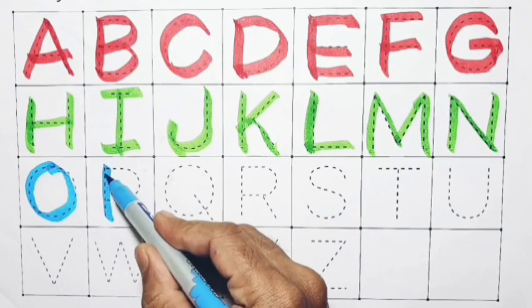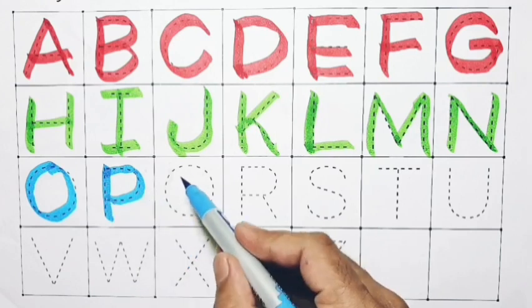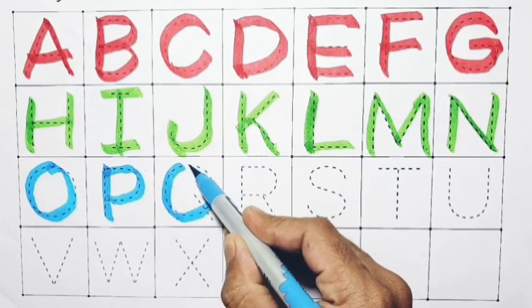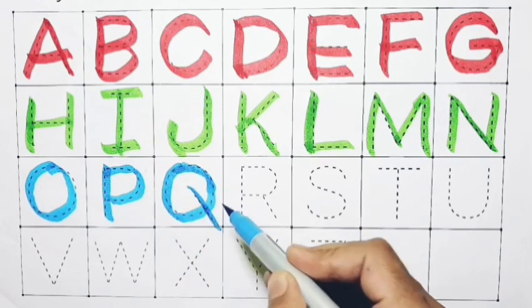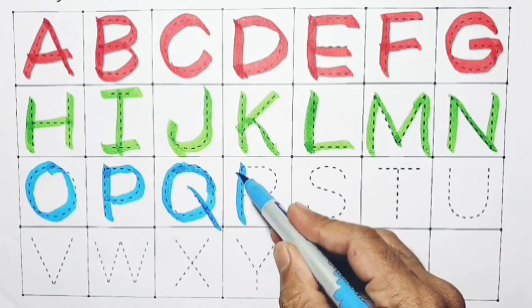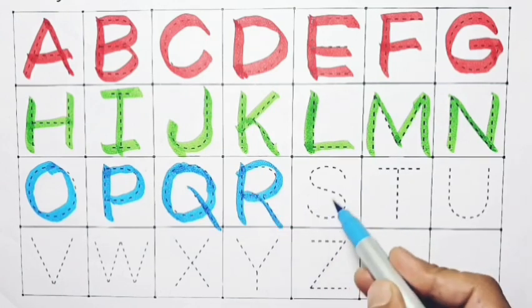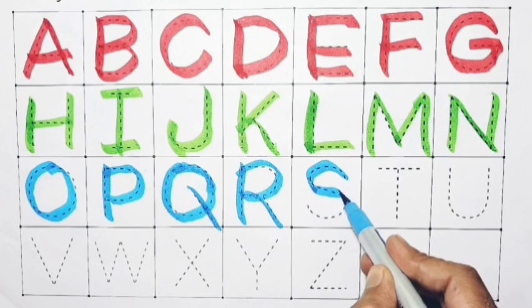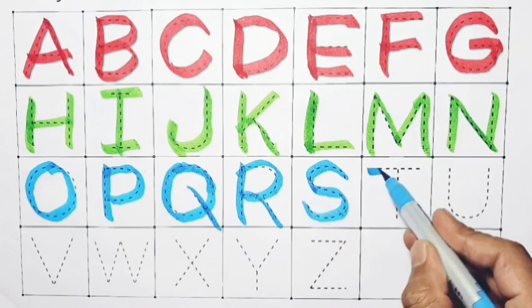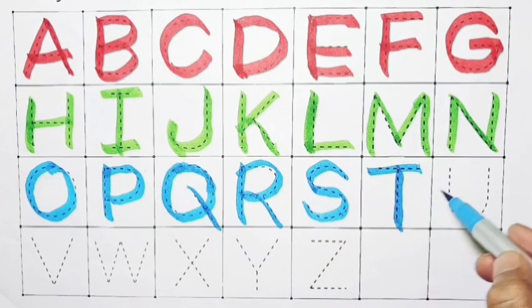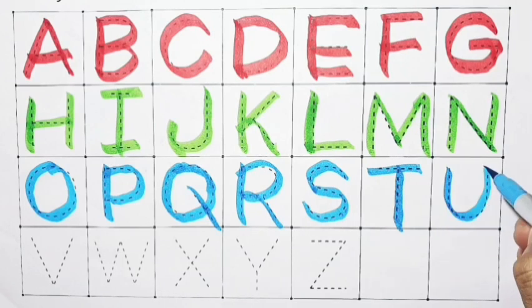Sky blue color. O, O for orange. P, P for parrot. Q, Q for queen. R, R for rose. S, S for sun. T, T for tiger. U, U for umbrella.